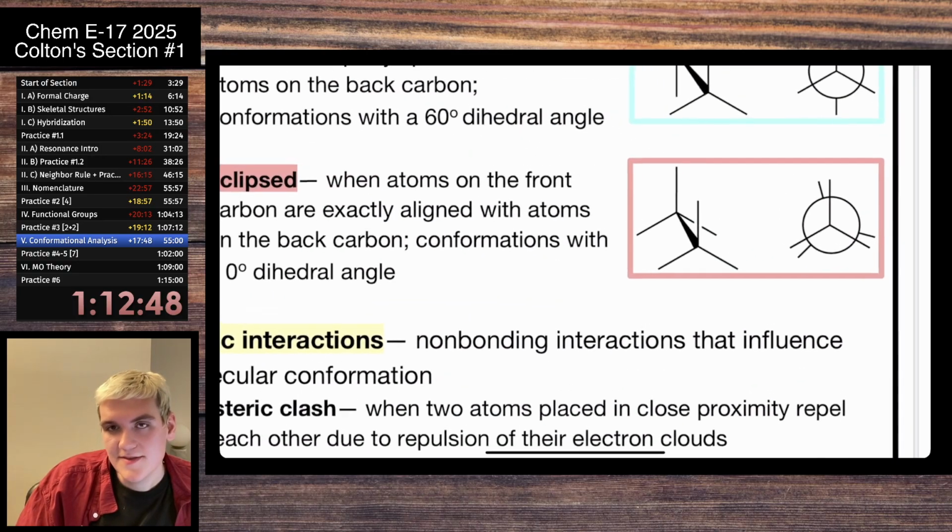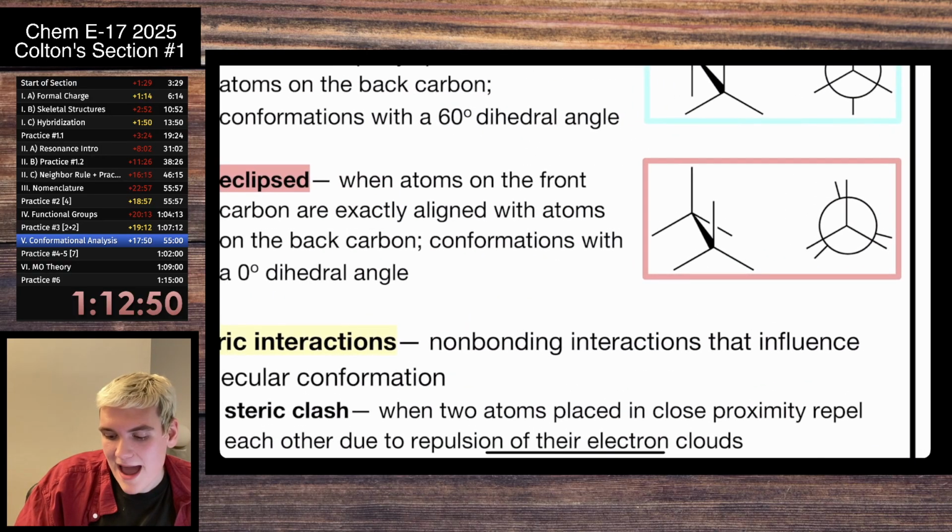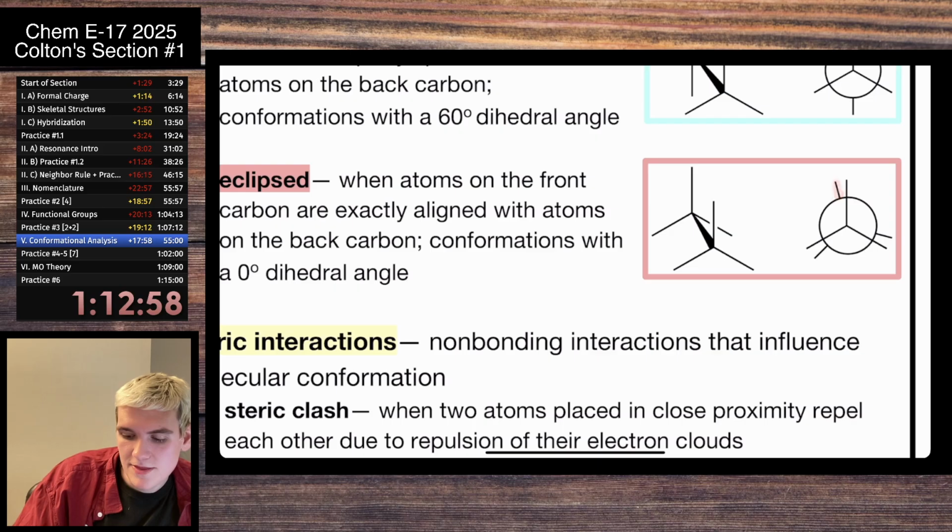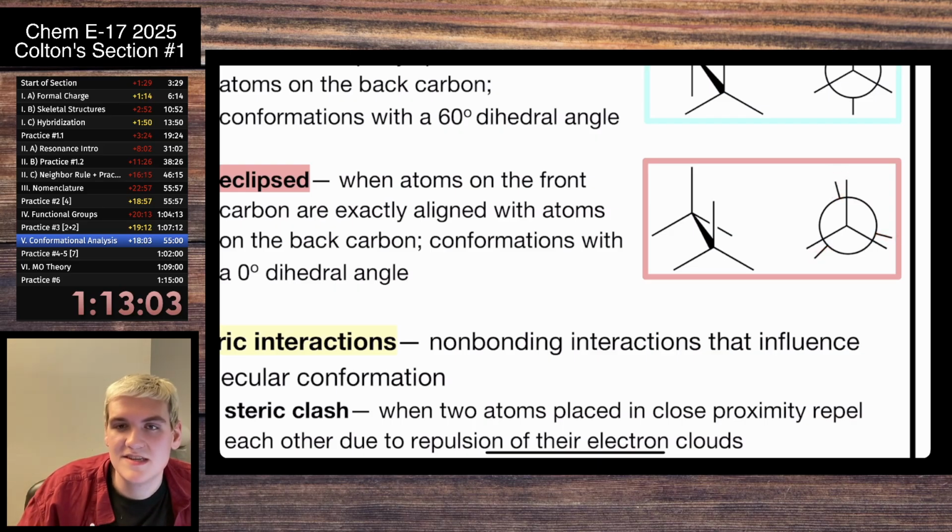And when we are drawing an eclipsed conformation, if we literally put this back line directly behind, it would be so hard to read. And so just notationally, we put it off to the side a little bit. But here, when they're so close to the front carbon positions, then we consider this to be eclipsed.